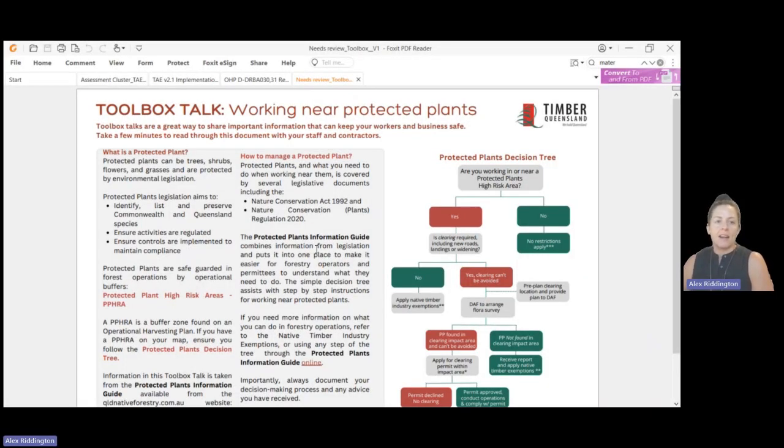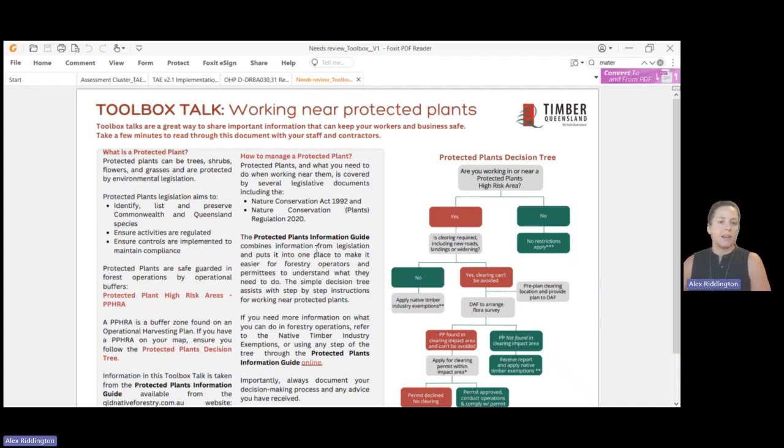As a part of the Native Forest Operations Capacity Building Project, what we're trying to do is develop a range of toolbox talks that you can implement with your forestry operators. To assist these toolbox talks, we're creating some simple talkovers to run through them. So our first one today is working near protected plants.